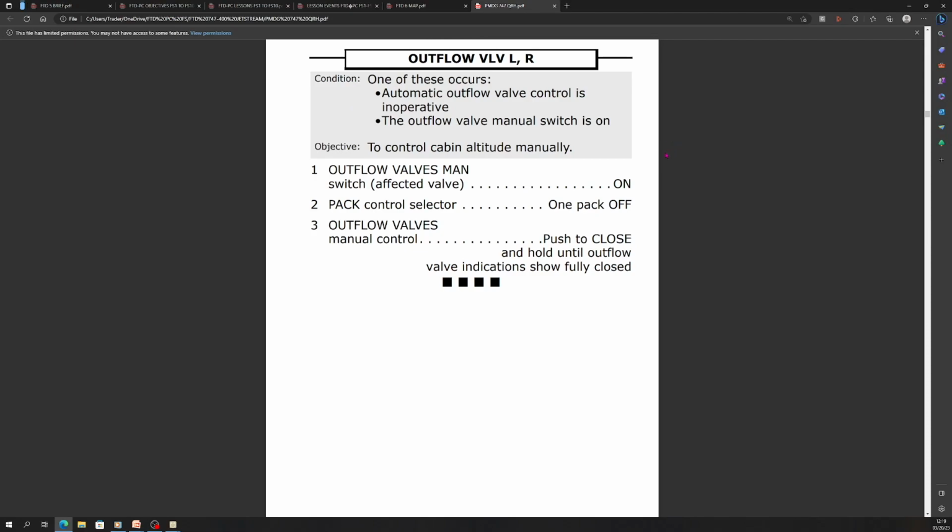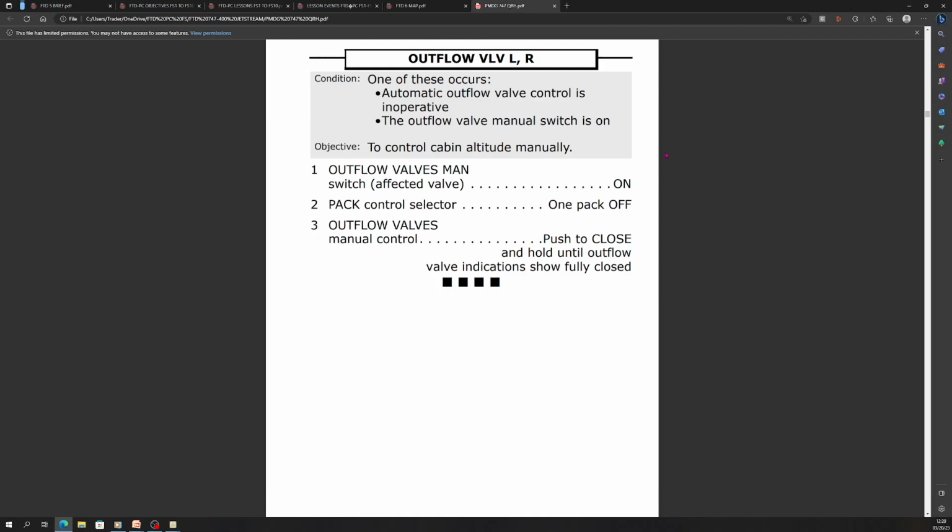Automatic outflow valve control is inoperative, and the outflow valve manual switch is on. In our case, it'll be that the outflow valve control is inoperative, the automatic. The objective is to control the cabin altitude manually. So then it says outflow valve manual switch left. Again, we don't say affected valve. We say what it is, left or right. What is it? Outflow valve manual switch left, on.